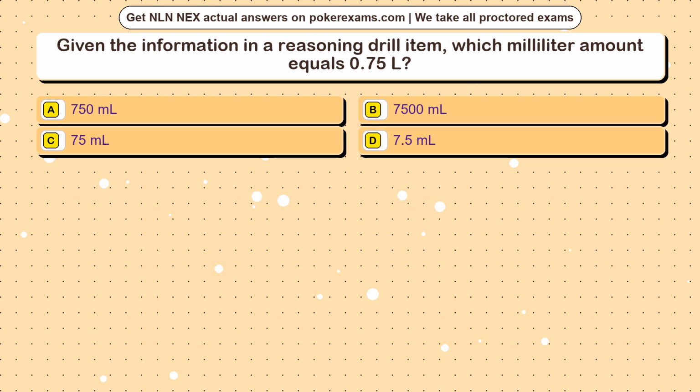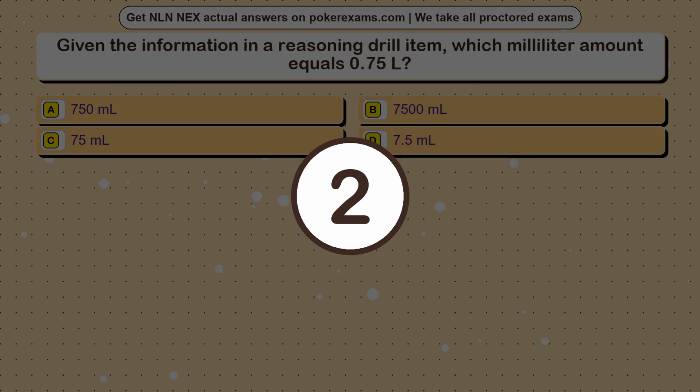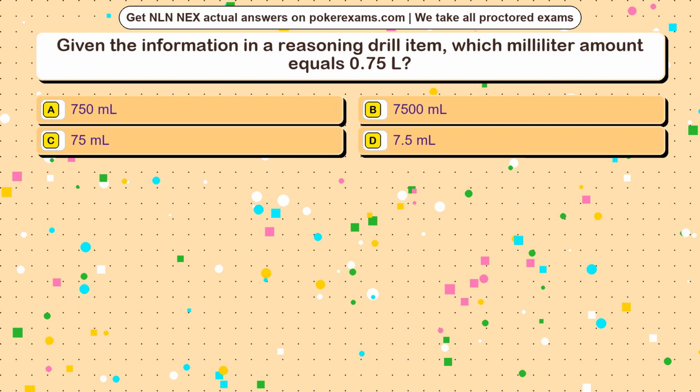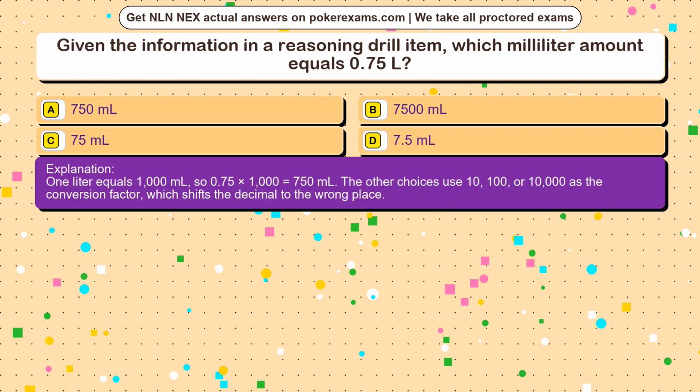Question 6. Given the information in a reasoning drill item, which milliliter amount equals 0.75 L? Option A, 750 ml. Option B, 7,500 ml. Option C, 75 ml. Option D, 7.5 ml. The correct answer is option A. 1 liter equals 1,000 ml, so 0.75 times 1,000 equals 750 ml. The other choices use 10, 100, or 10,000 as the conversion factor, which shifts the decimal to the wrong place.